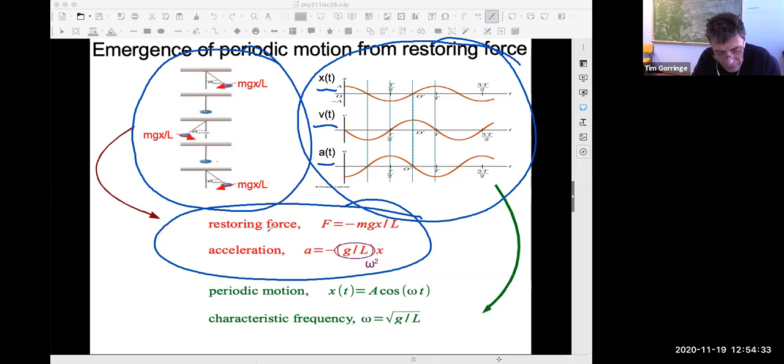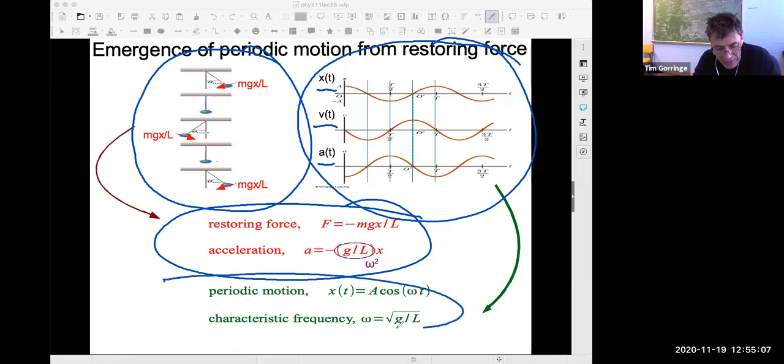Upstairs in red here, this is the linear restoring force. I divided by the mass. Actually, that canceled out a mass. And I get this equation for the acceleration as a function of displacement. Again, the acceleration is in proportion to the displacement. It's opposite to the direction of the displacement. It has this coefficient, which is acceleration of gravity over the length of the string. And that, again, is the square of the characteristic frequency of this sinusoidal motion.